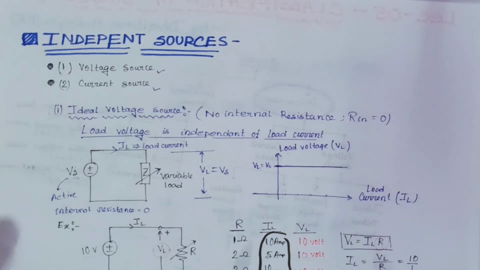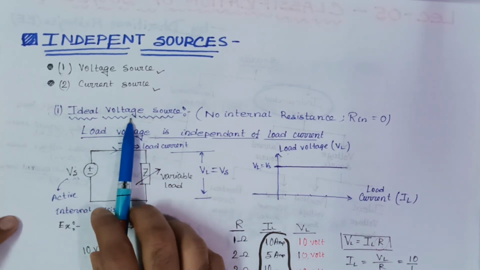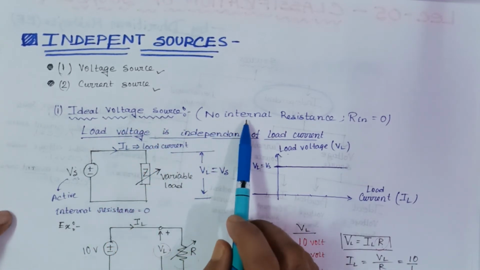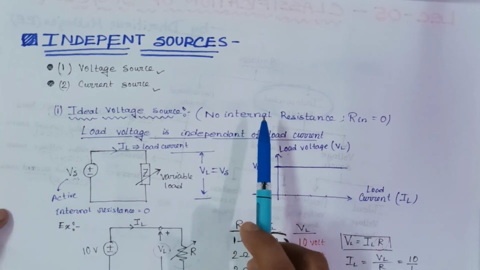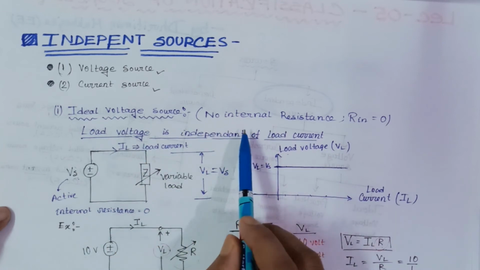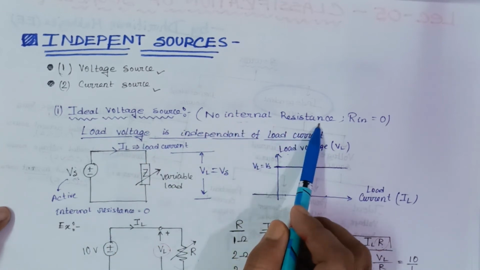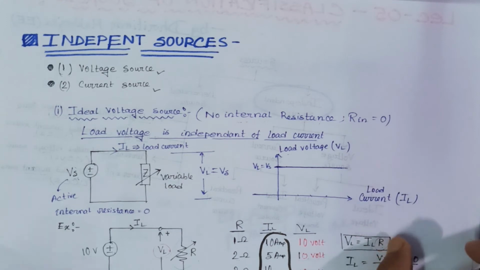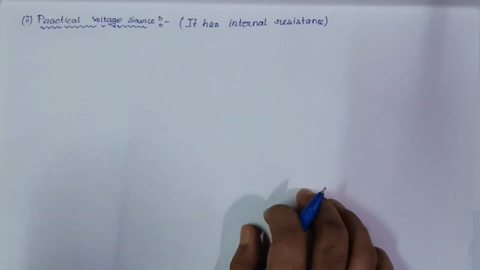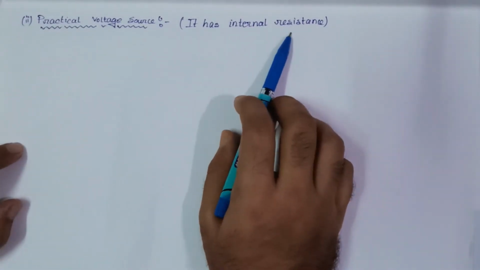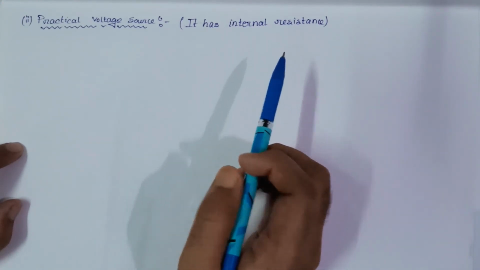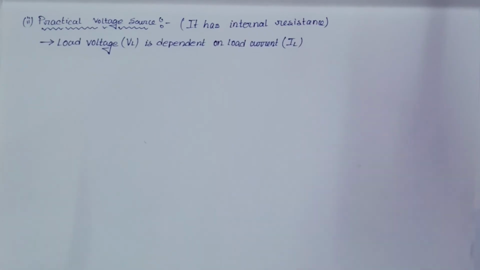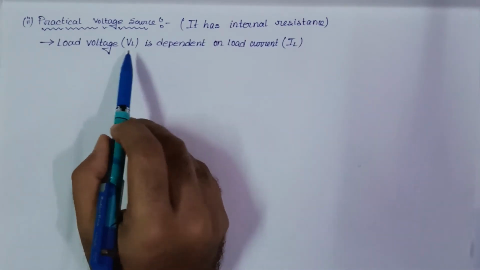Number 2, that is practical voltage source. Write down practical voltage source. See, you can understand it from your common sense only. What is the definition of ideal source? It contains no internal resistance, okay? So if I ask you what is practical voltage source, if ideal voltage source doesn't contain any internal resistance, it means practical voltage source must contain some internal resistance, okay? So the practical voltage source is that which has some internal resistance.